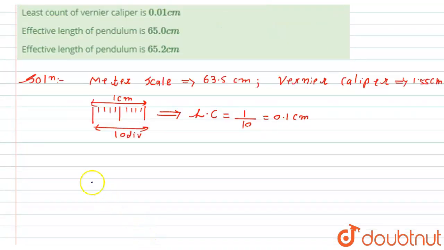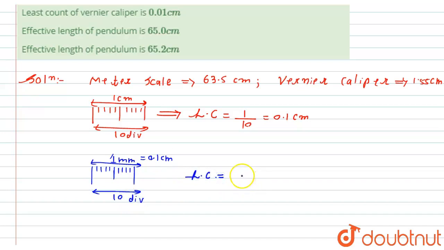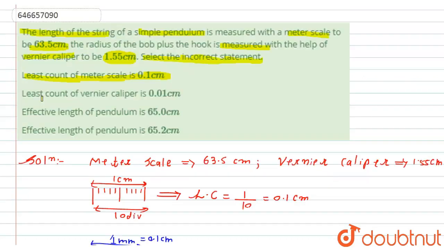Now let's see for vernier caliper. In vernier caliper, we know that 1 mm contains again 10 divisions. 1 mm, or we can also write it as 0.1 centimeter, contains again the 10 divisions. So from here, the least count for vernier caliper can be written as 0.1 centimeter divided by 10, that is equal to 0.01 centimeter. So again, option second, that is, the least count of vernier caliper is 0.01 centimeter, will become correct.